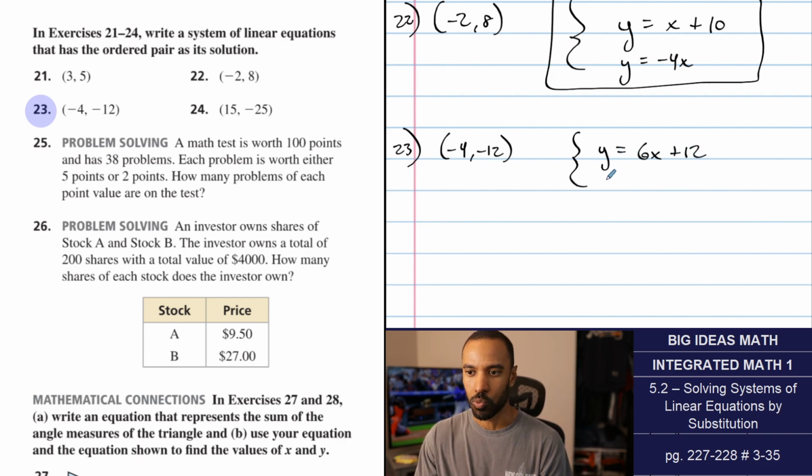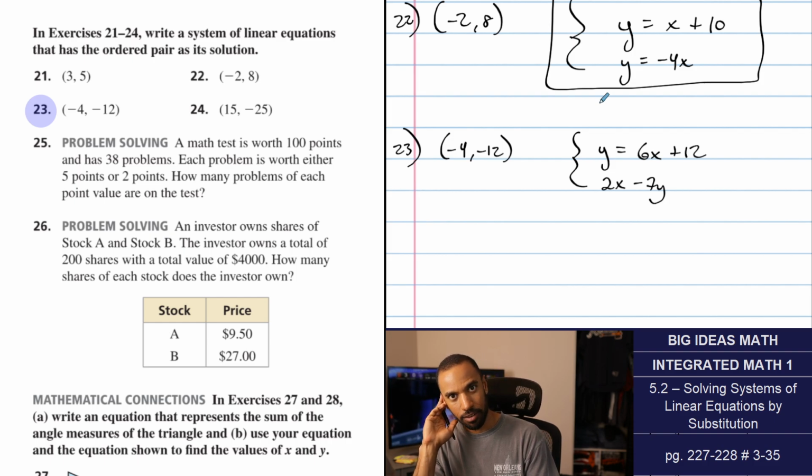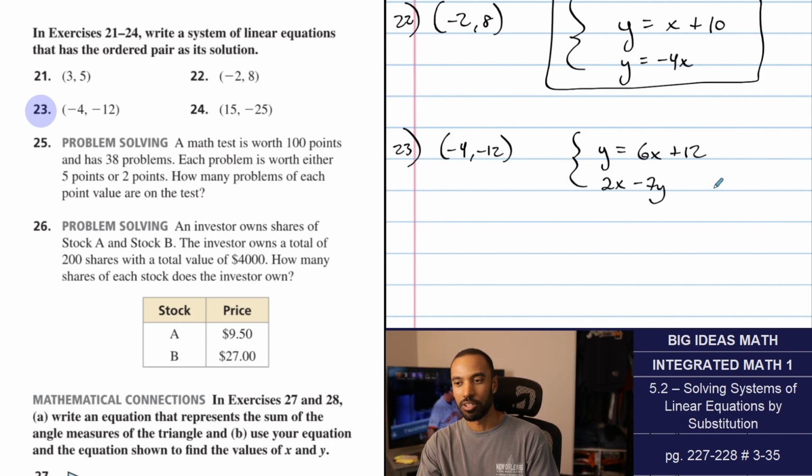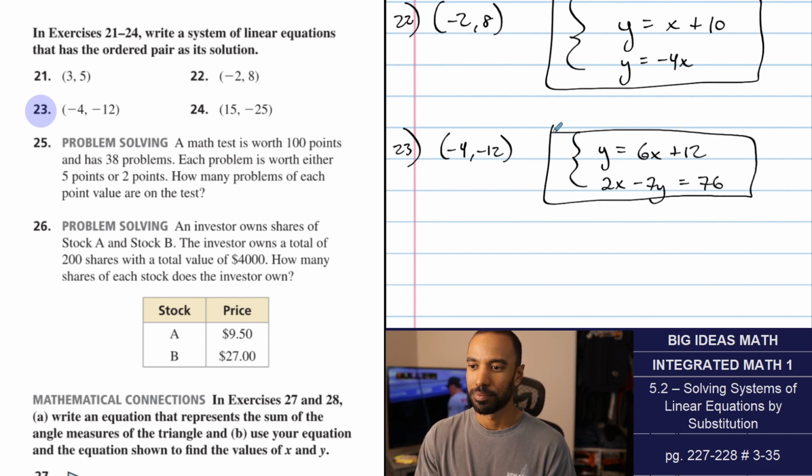Now let's do like one of these ones. Let's do like 2x, which is -8. Let's turn these positive. 2x minus 7y. Oh, that's big. Plus 84. So -8 plus 84 is 76. So I guess like that, right?